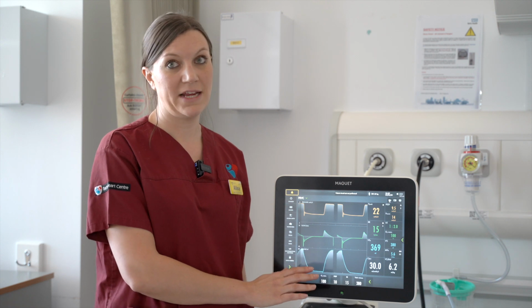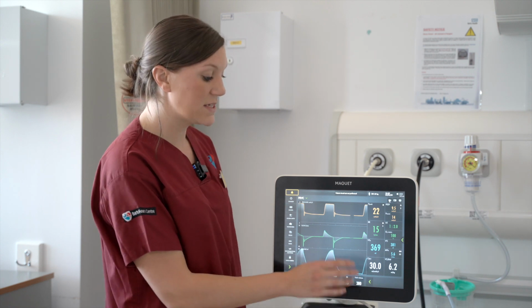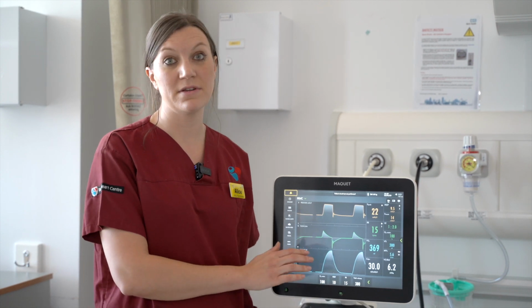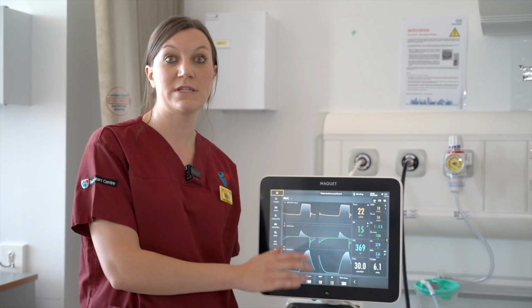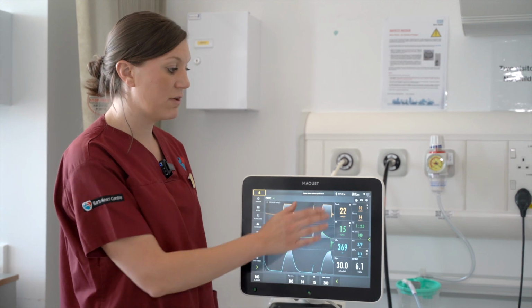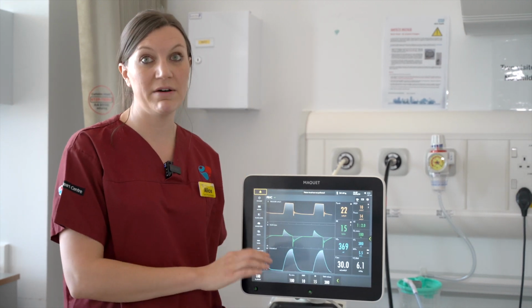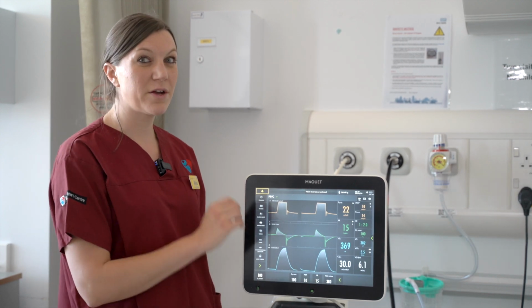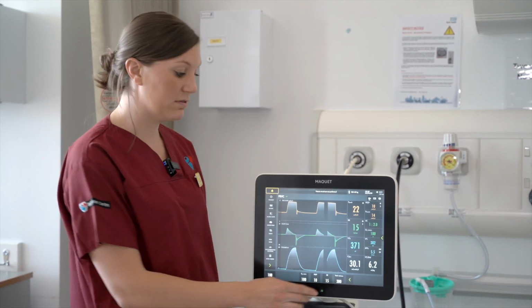In this mode of ventilation, if the tidal volume set is exceeding your 6 mils per kilo of predicted body weight and increasing your peak airway pressures above 30, the ventilator will not deliver the breath. I'm going to demonstrate this on the ventilator now.